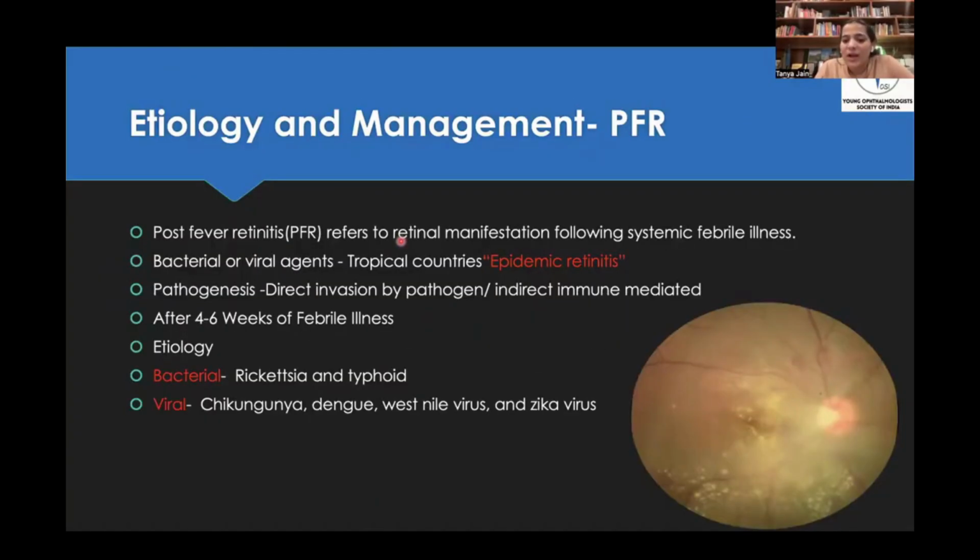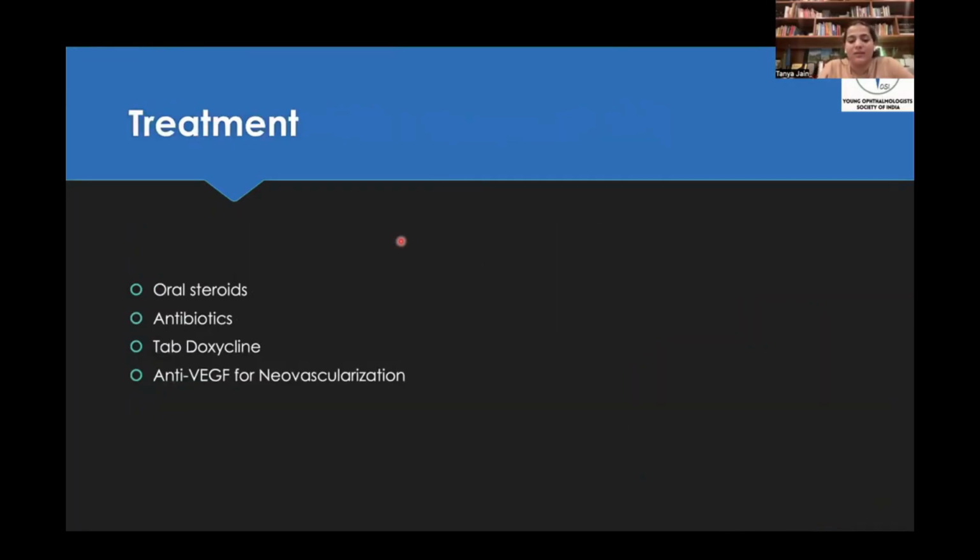Another entity is post-fever retinitis. It can be caused by direct invasion of the pathogen or sometimes an indirect immune-mediated response, caused usually after 4 to 6 weeks of febrile illness. Bacterial or viral causes, most commonly post-viral chikungunya, dengue, West Nile fever, or Zika viruses. The treatment of choice is treating the underlying infection, with antibiotics, sometimes doxycycline, and it responds very, very well to steroids.